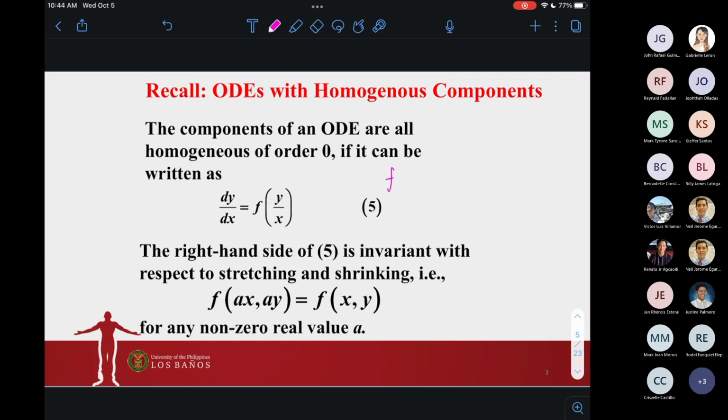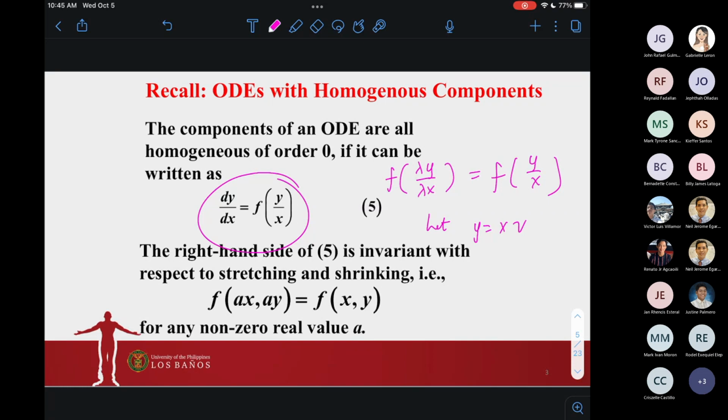Kasi pag pinalitan natin to ng lambda y over lambda x, magiging f of y over x lamang siya. So ibig sabihin, hindi naapektuhan ng stretching and shrinking yung function f natin. All right? And then if this is the case, we can easily solve this by letting y be equal to xv. All right? So ito yung substitution na kailangan natin.